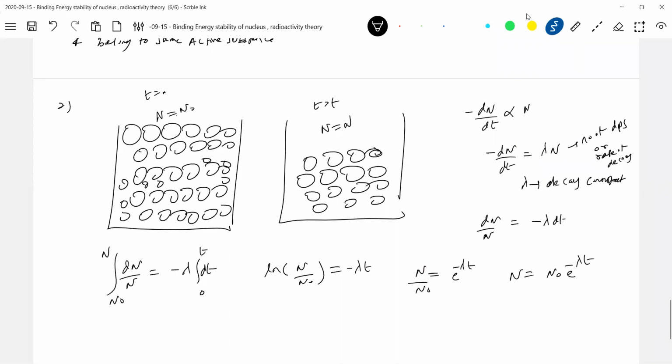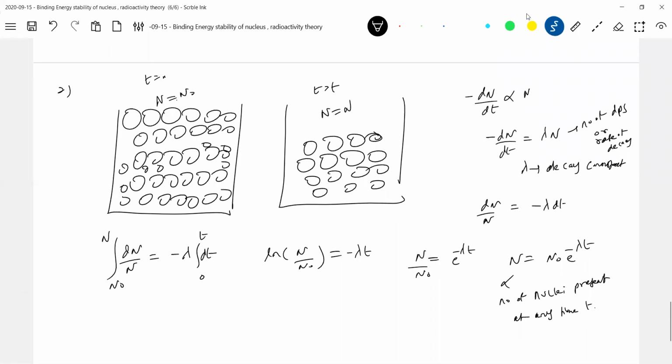What is N naught? The number present at t equals 0. What is N? Number decayed or number survived? This is the number survived. Number of nuclei present at any time, or the number survived out of N naught. How many are there? N are present, the number of nuclei present at any time t.